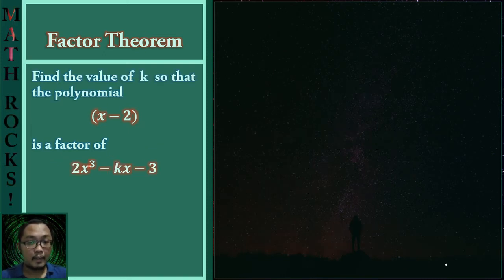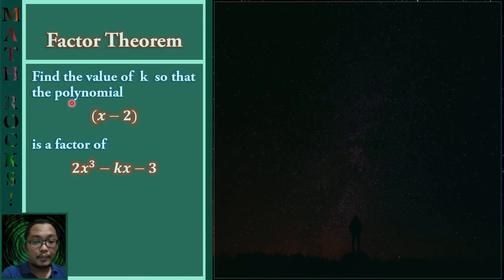And now let us have another example. Here we have to find the value of k, so that the polynomial x minus 2 is a factor of 2x cubed minus kx minus 3. So in this problem, our goal is to find the value of k, given the condition that this is a factor of such polynomial. So it implies that the remainder after dividing such polynomial by x minus 2 is equal to 0.